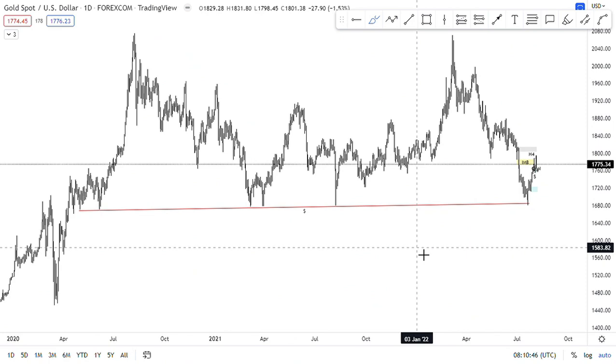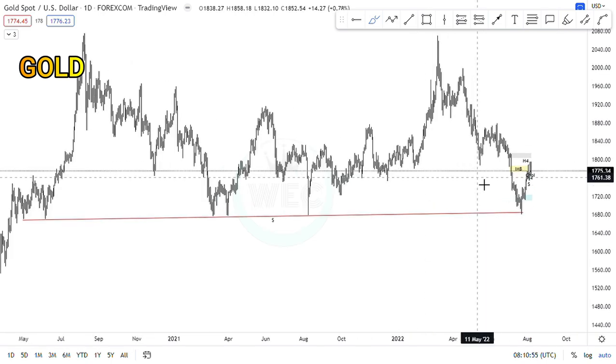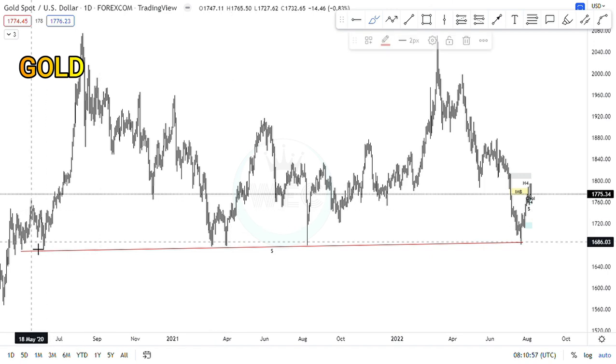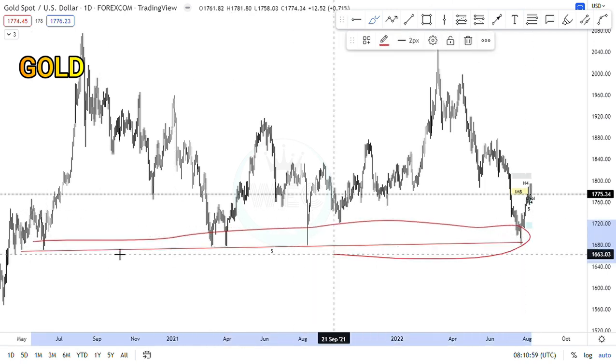Okay, so real quick, I'm going to start with gold. And we talked about the higher time frames last week, so I'm not going to waste time on that. Touching on that real quick, we can see that we've had liquidity built to the downside right in here on the daily time frame.